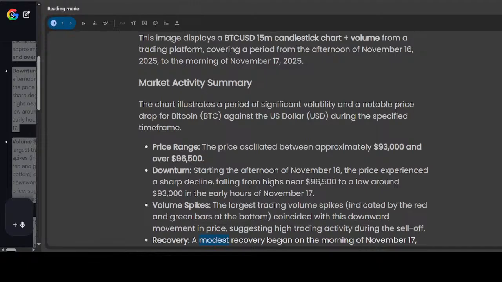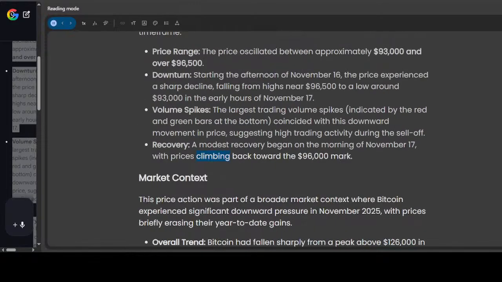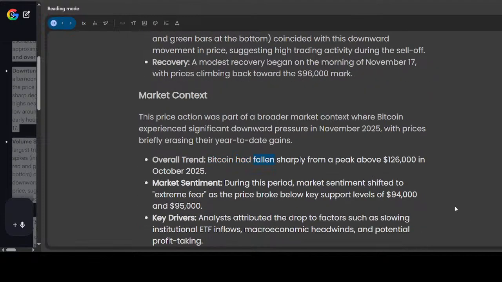Recovery. A modest recovery began on the morning of November 17, with prices climbing back toward the $96,000 mark. Market context. This price action was part of a broader market context where Bitcoin experienced significant downward pressure in November 2025, with prices briefly erasing their year-to-date gains. Overall trend. Bitcoin had fallen sharply from a peak above $126,000 in October 2025.